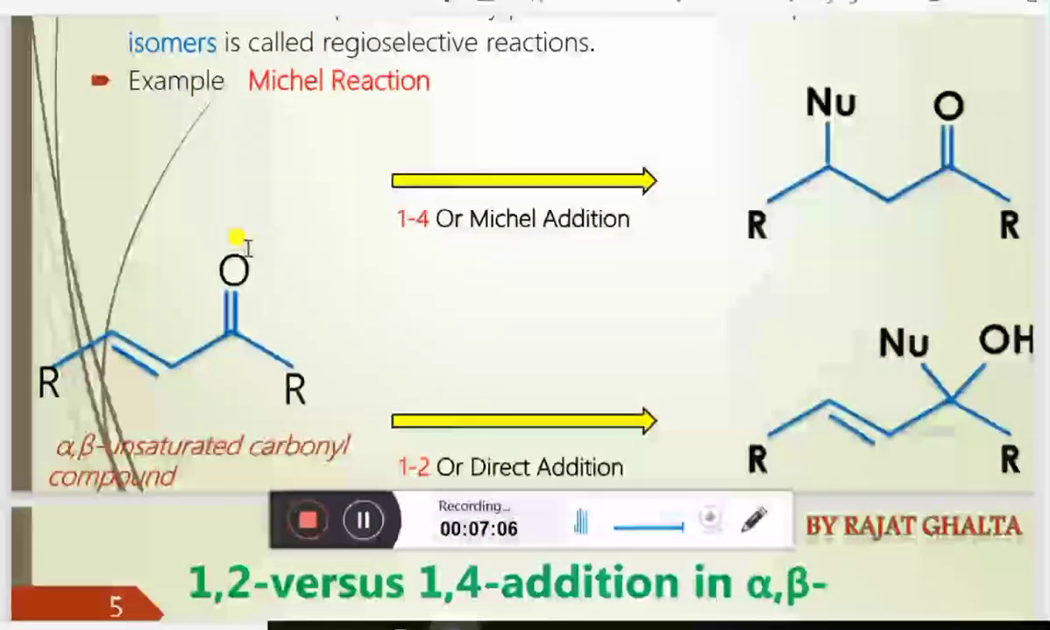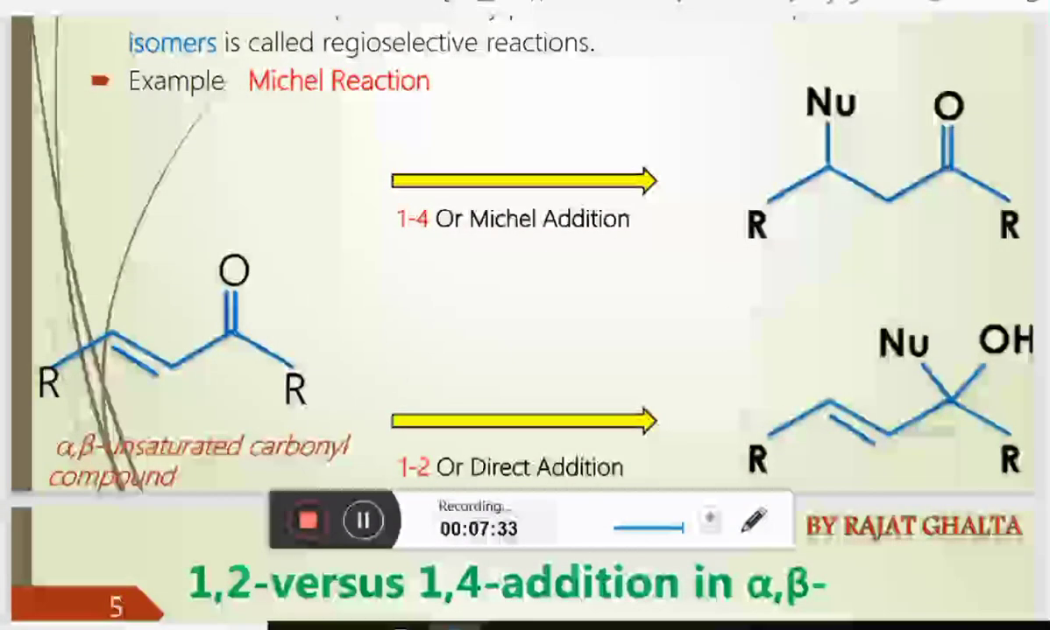Sometimes the situations are such that the preferential attack is only possible at one site. Under all those conditions, we would say that the reaction is regiospecific. Why? Because predominantly one of the constitutional isomers is produced over the other. This kind of reaction is called a regioselective reaction.